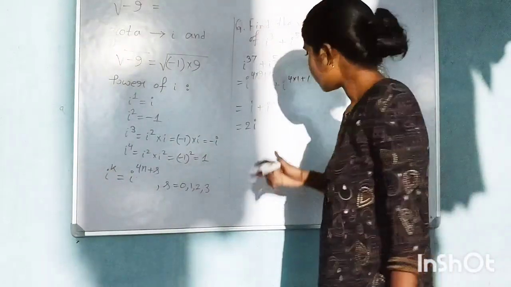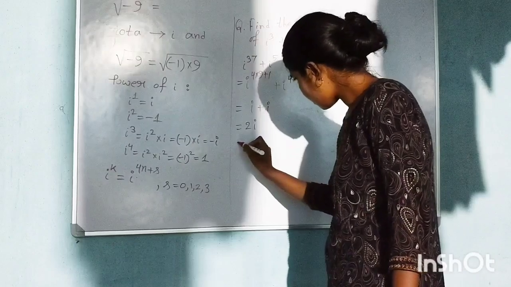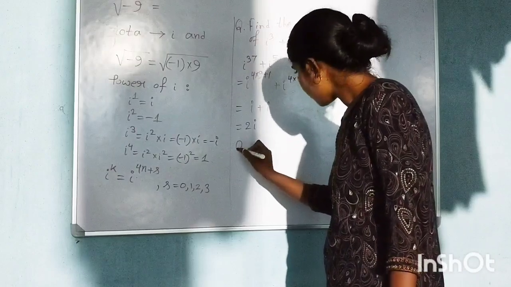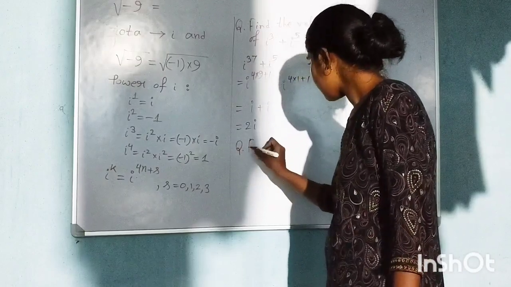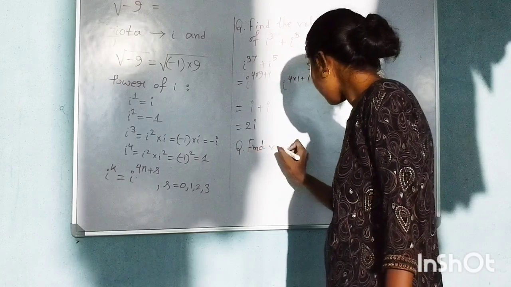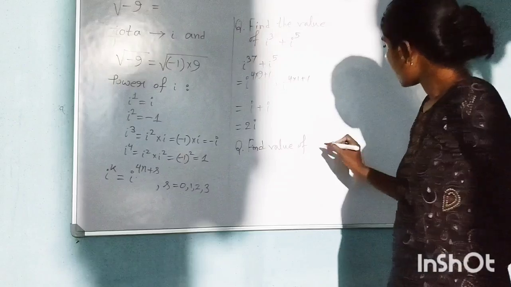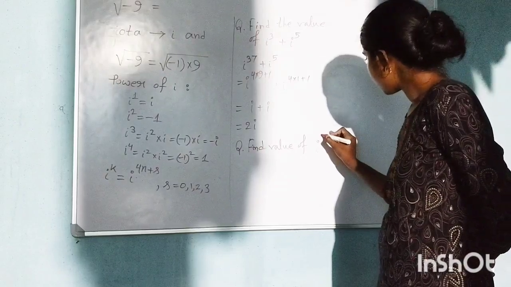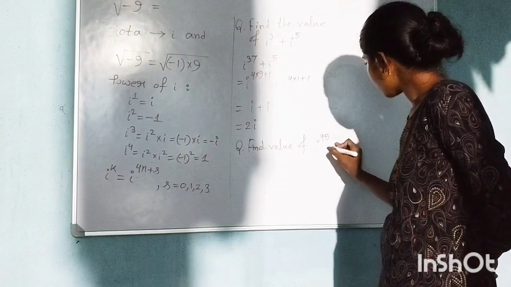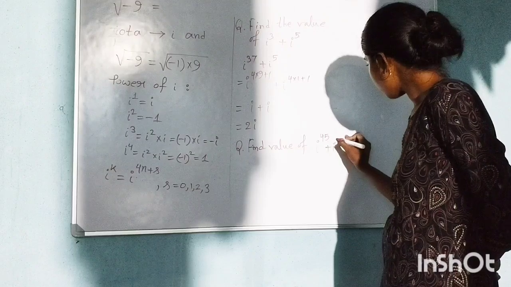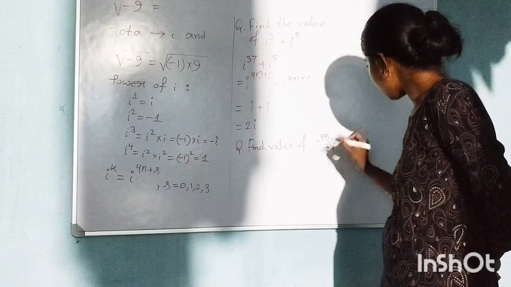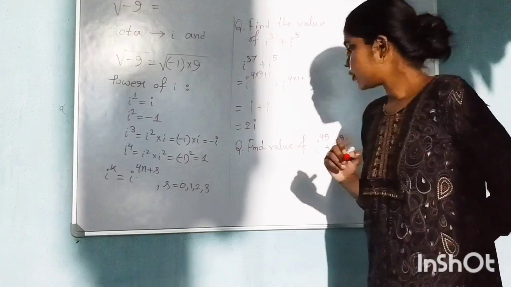I am giving a question for you guys to do. Find value of i to the power 45 plus i to the power minus 9. Okay? Do it in homework.